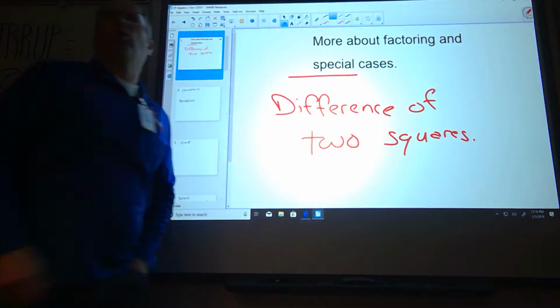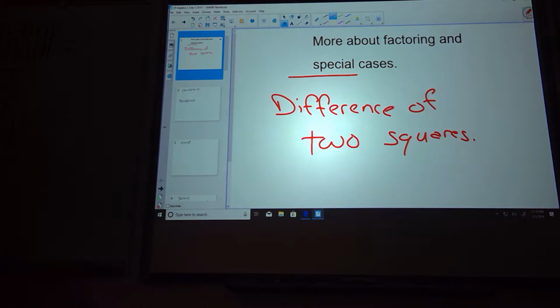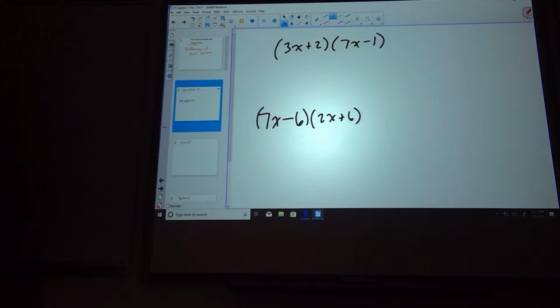Difference of 2 squares just means I'm subtracting two perfect squares. Like 9 is a perfect square. X squared is a perfect square. 9x squared is a perfect square. Okay? So we're going to start seeing this in a moment. Well, let's warm up with this. FOIL these for me, please.